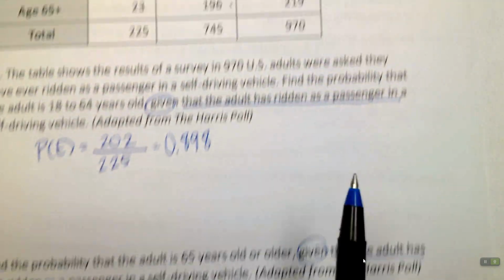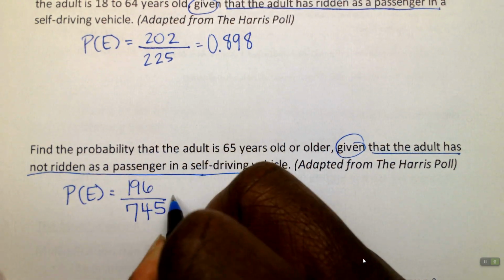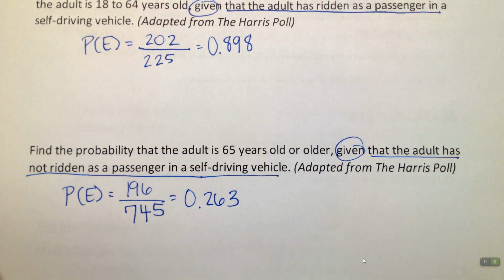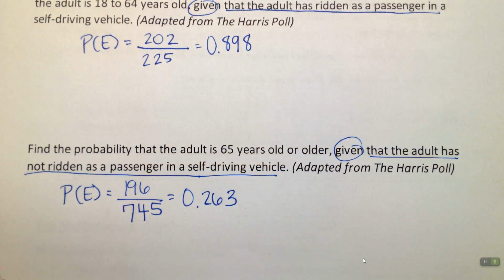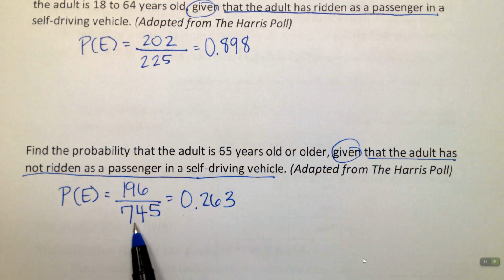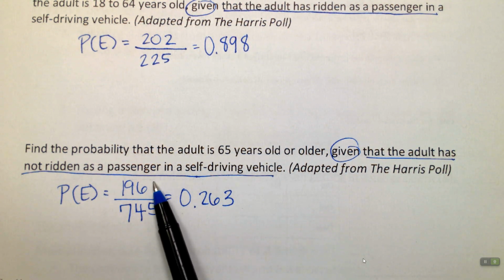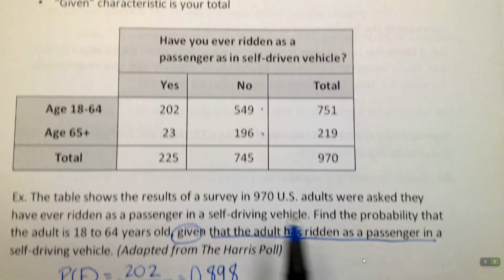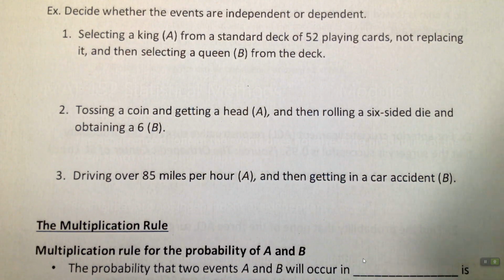So 65 years or older, I'm going to use the 196. So this was the denominator. Couldn't use 970 because of that given. And then I had to choose between 549 and 196. And this was the number that corresponded with the 65 years or older. Okay?